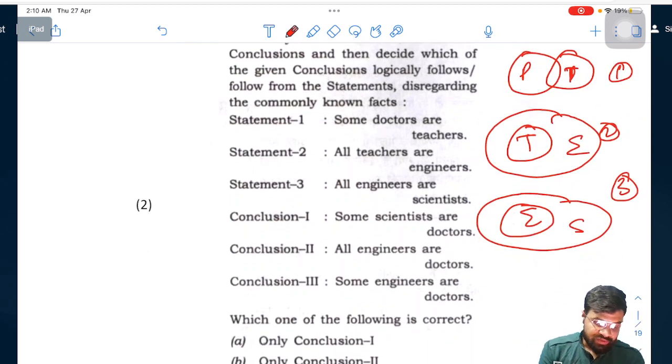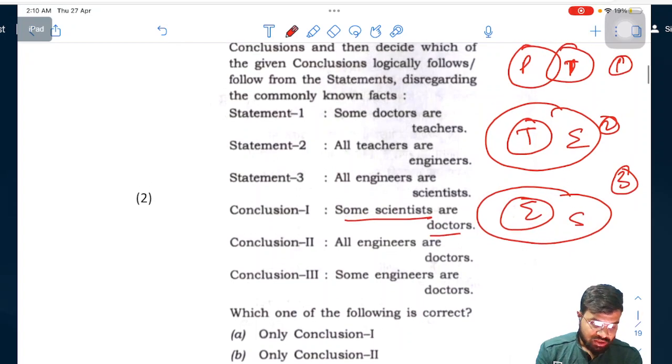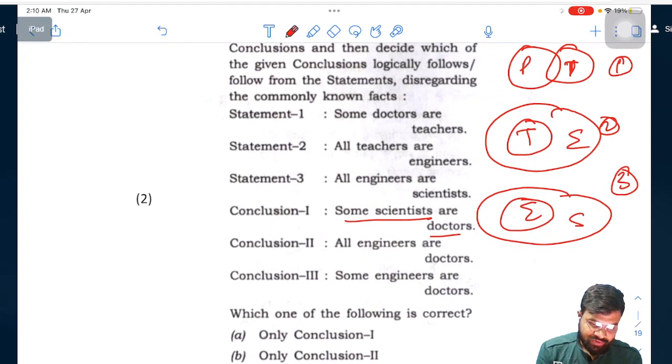Now, conclusion one is some scientists are doctors. When you merge these two diagrams, you will find that somehow this will be scientist. So some scientists will obviously be doctors, and this kind of "some" conclusion is usually true. This is just on the basis of observation. There is a possibility of some being true.